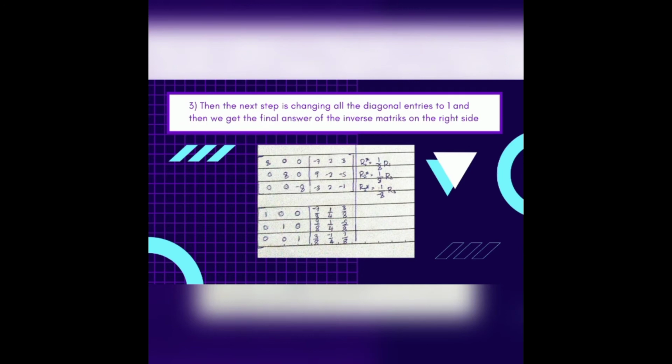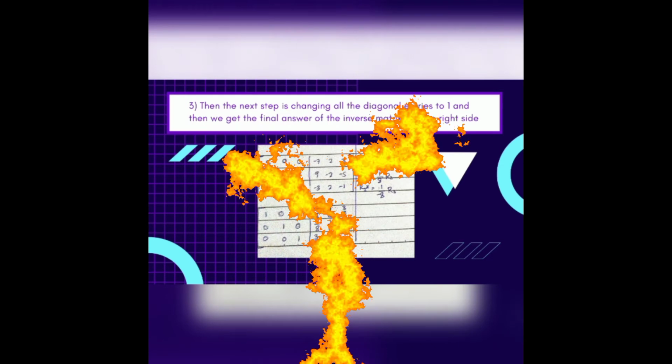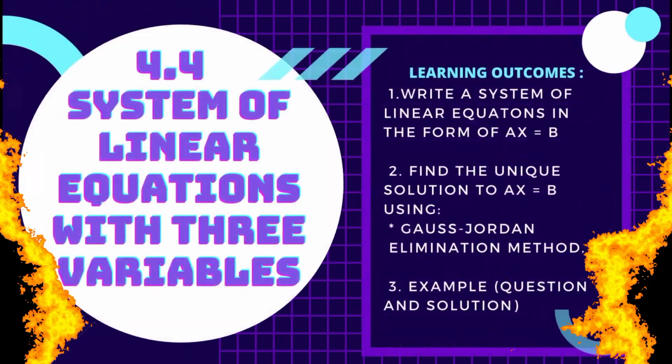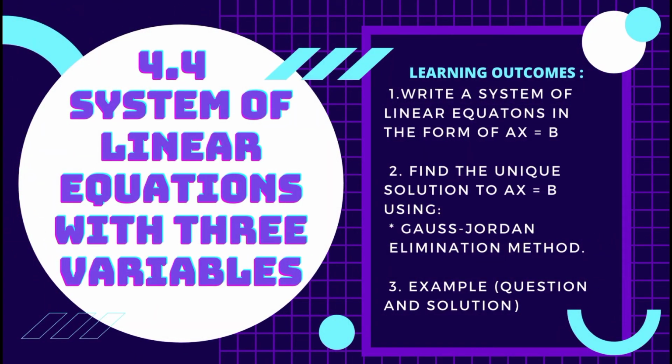For the first row, we divide by 8. For the second row, we divide by 8. And for the third row, we divide by -8. Then, we get the final answer of the inverse matrix on the right side. Okay, next is Subtopic 4.4, System of Linear Equations with 3 variables.